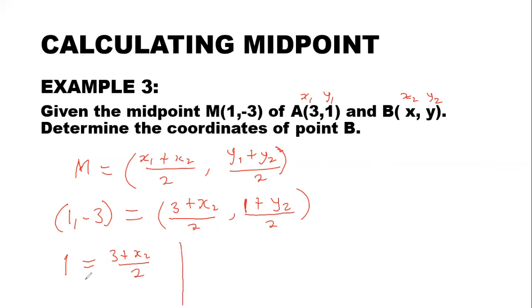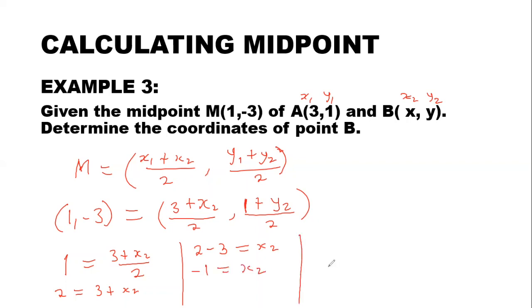And when we solve this by multiplying both sides by the denominator, which is 2, then we have 1 times 2 is 2, equal to 3 plus x2. So we make x2 the subject by sending 3 across the equal sign. So it becomes 2 minus 3 equal to x2, meaning that -1 is equal to x2.